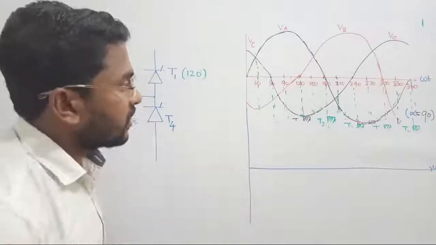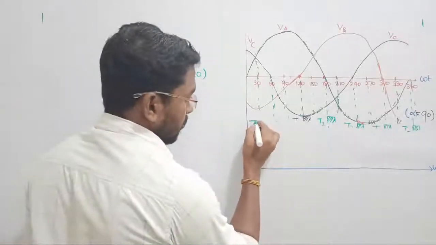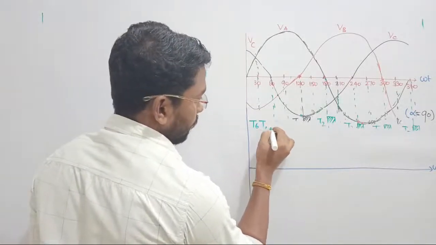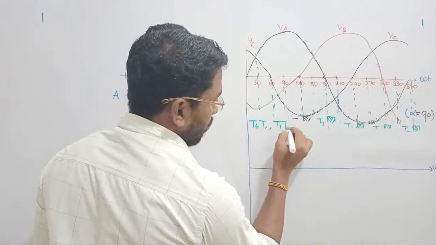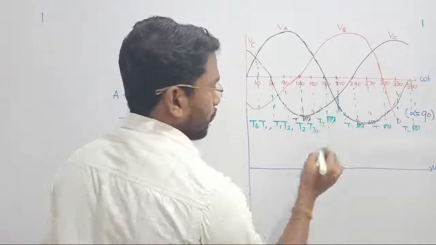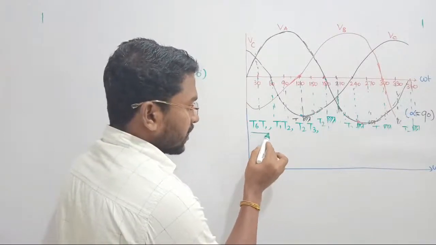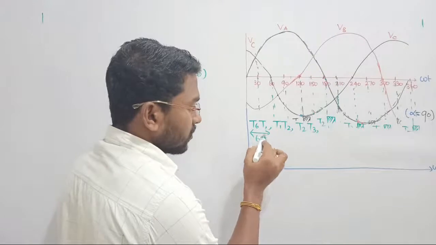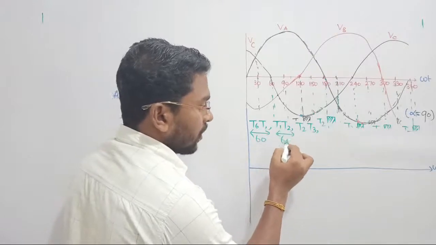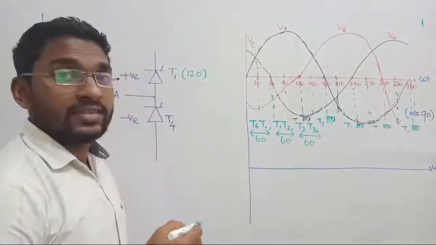If you notice carefully, how did we see the sequence? First I took T6 T1, and then T1 T2, and then T2 T3, and so on. If you notice, each and every pair will be in connection for 60 degrees. Like that we are getting 6 pairs. Totally we are getting 6 pulses.